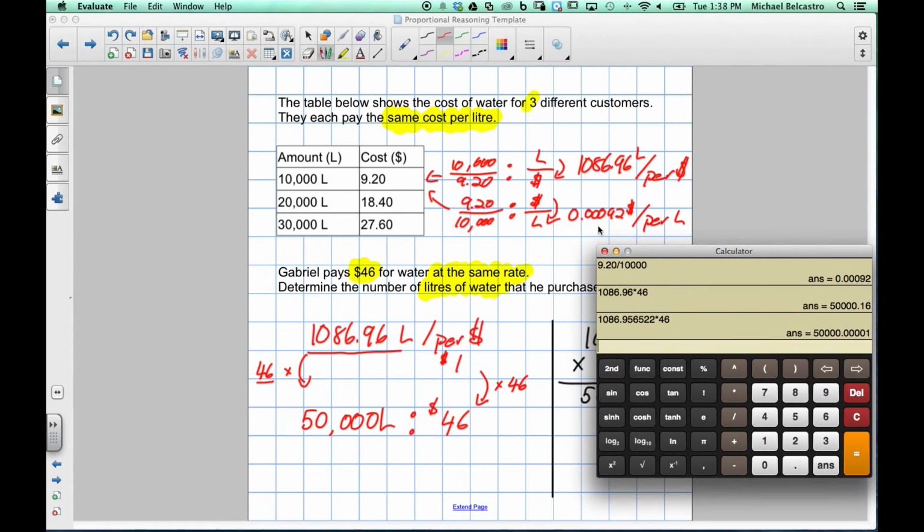Okay, and remember our ratio or our unit rate that we used that we said was very important is we did it per dollar. Okay, so in that case, we're going to take each of the liters and divide by the dollar amount. So if I were to take that 20,000, and here this isn't important to what we've done, it's just checking to make sure that everyone paid the same amount. They paid that 1,086.96, and if we did it with the 30,000 and divided by their dollar amount, 27.6, we get the same unit rate again. So the unit rate was the same for all three customers, and that's the same unit rate that Gabriel had used.